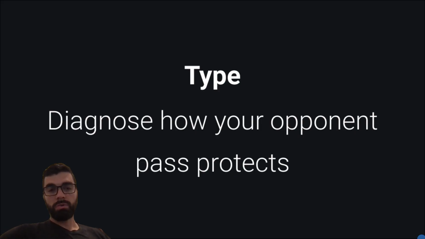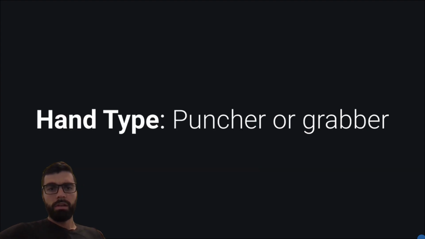Great. So second fundamental here is type. You need to know who your opponent is, and you need to diagnose how your opponent is going to pass protect and what type of blocker they fall into. Now, there are a couple different subtypes within the major type of offensive lineman, and I'll go through all of them. So first is a hand type.